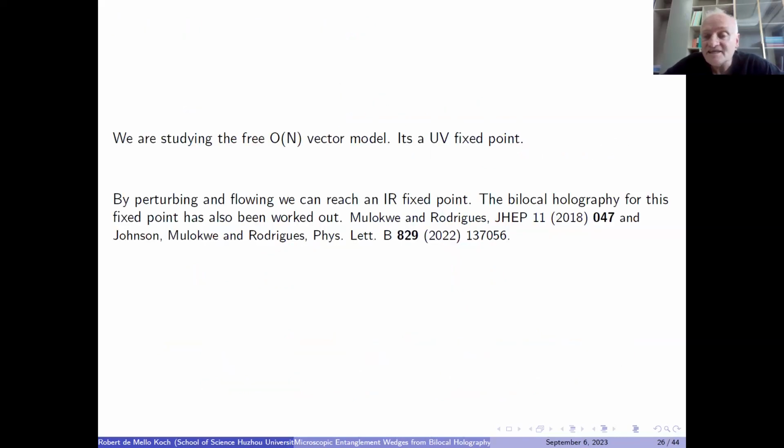Now, everything that I've said here is for the free O(N) vector model, which is for the UV fixed point. You might wonder about the IR fixed point, which is interacting. And if you want to read something about that, my colleague, Joao Rodrigues, has written 2 papers on that, so I would refer you to those 2. I'm going to stick to the UV fixed point.